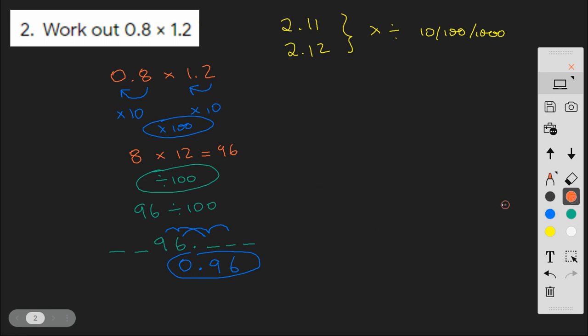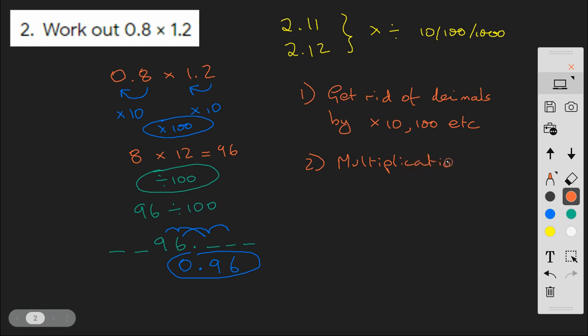So let's just have a quick reminder of what those steps were. Get rid of decimals by multiplying by 10, 100 or so on. Do the multiplication. And then we reverse step 1.